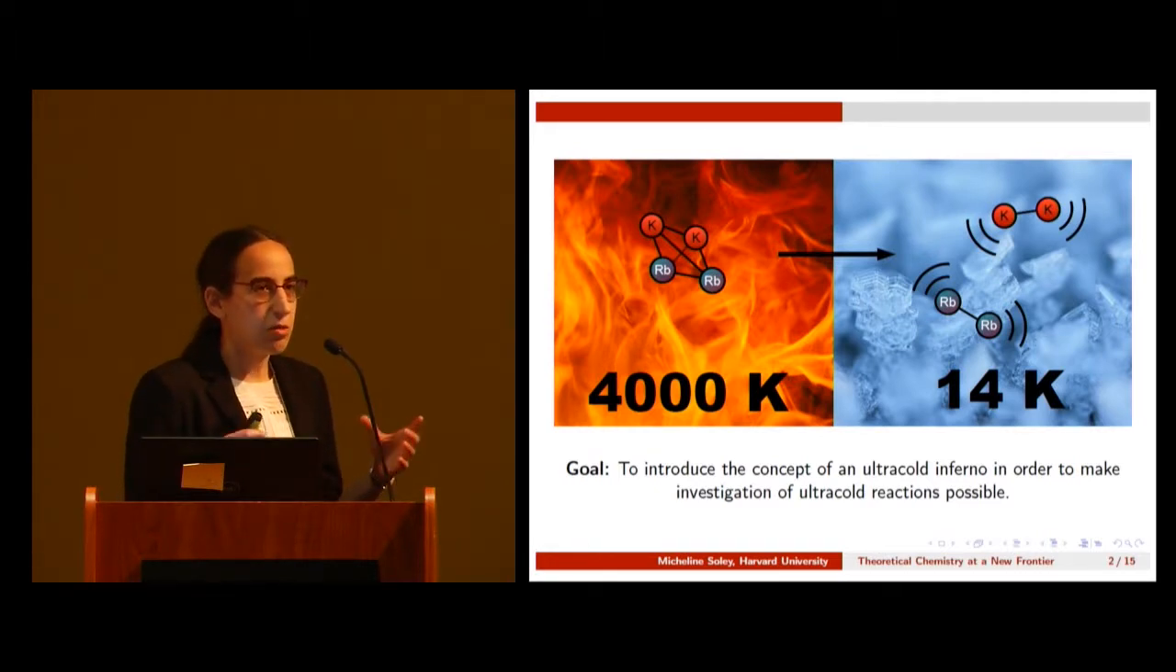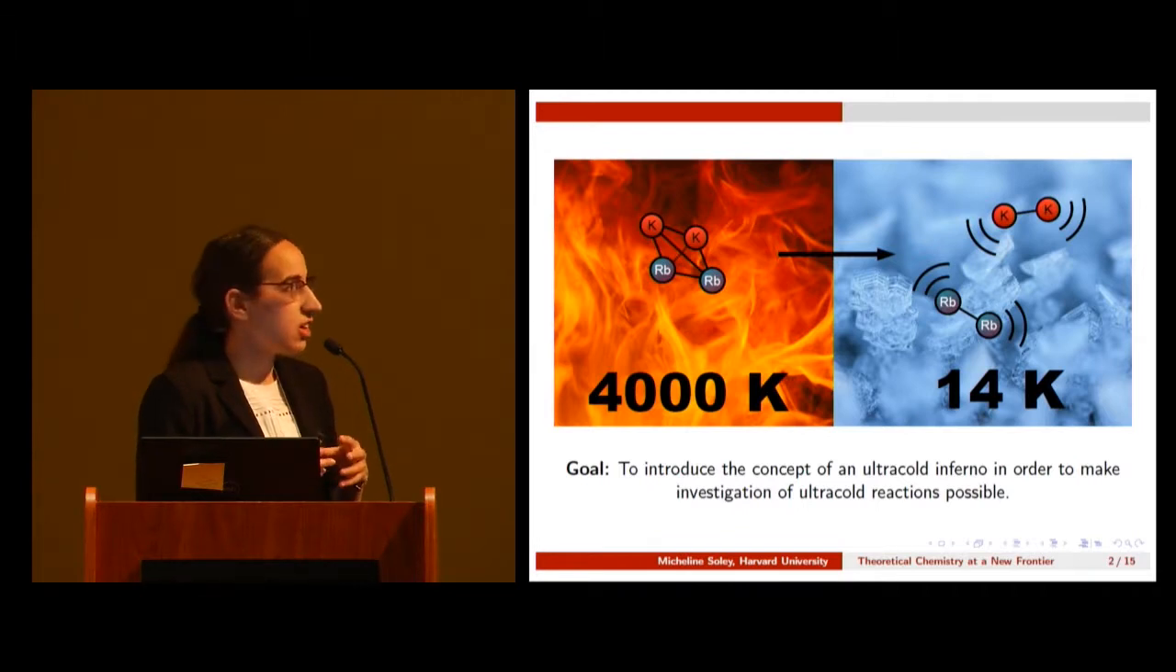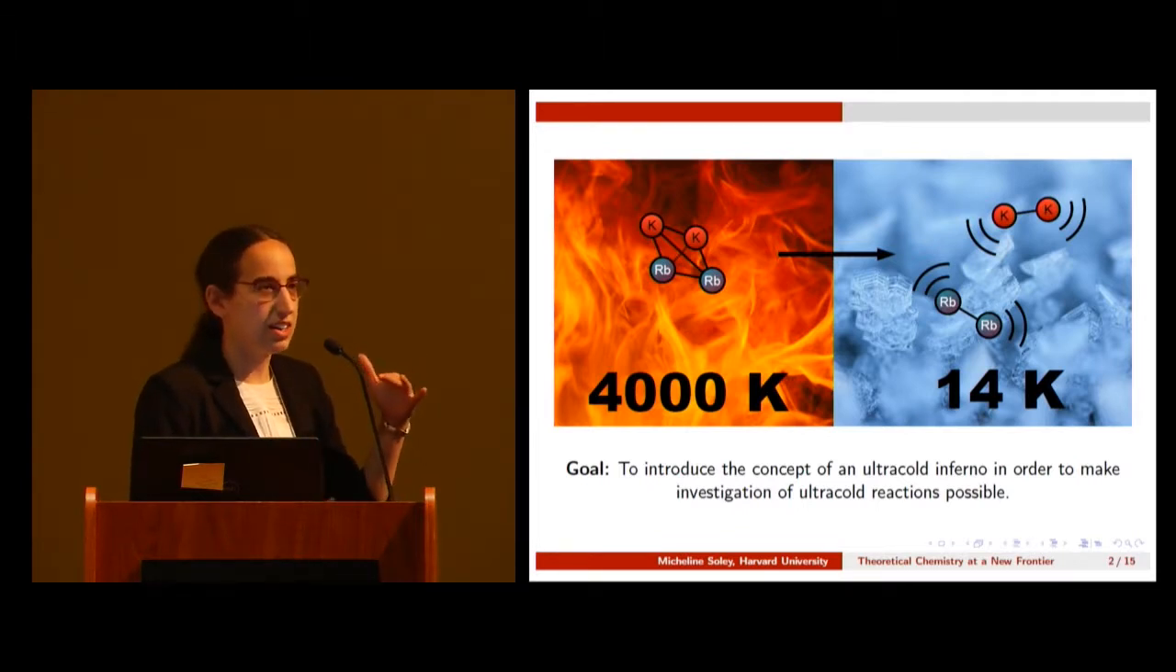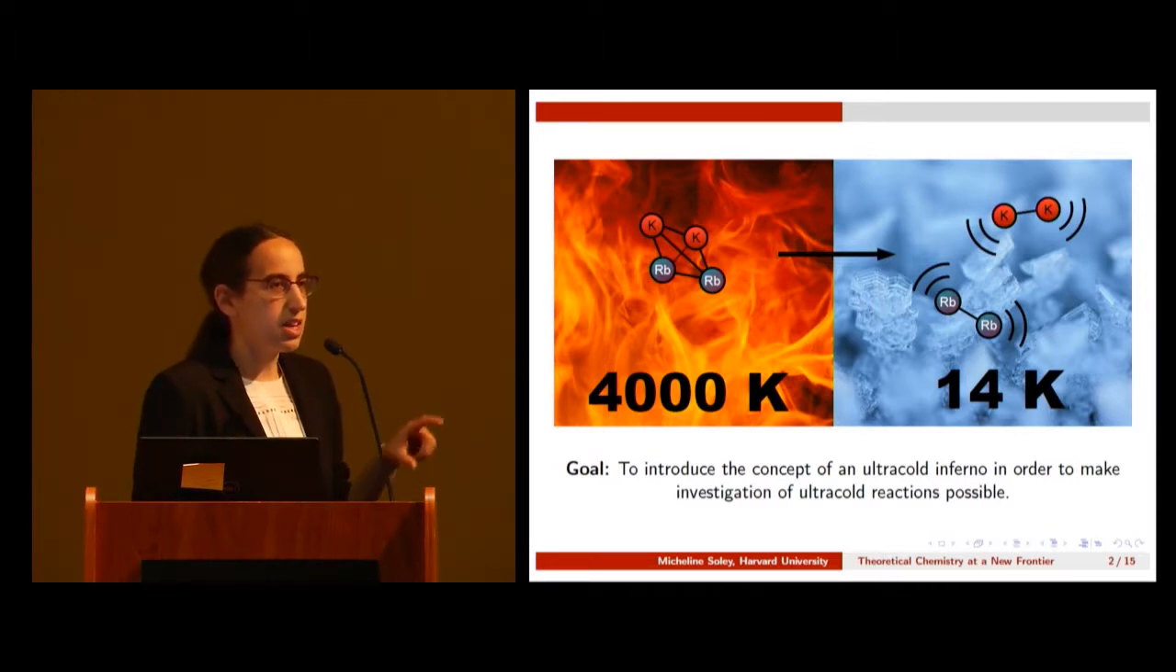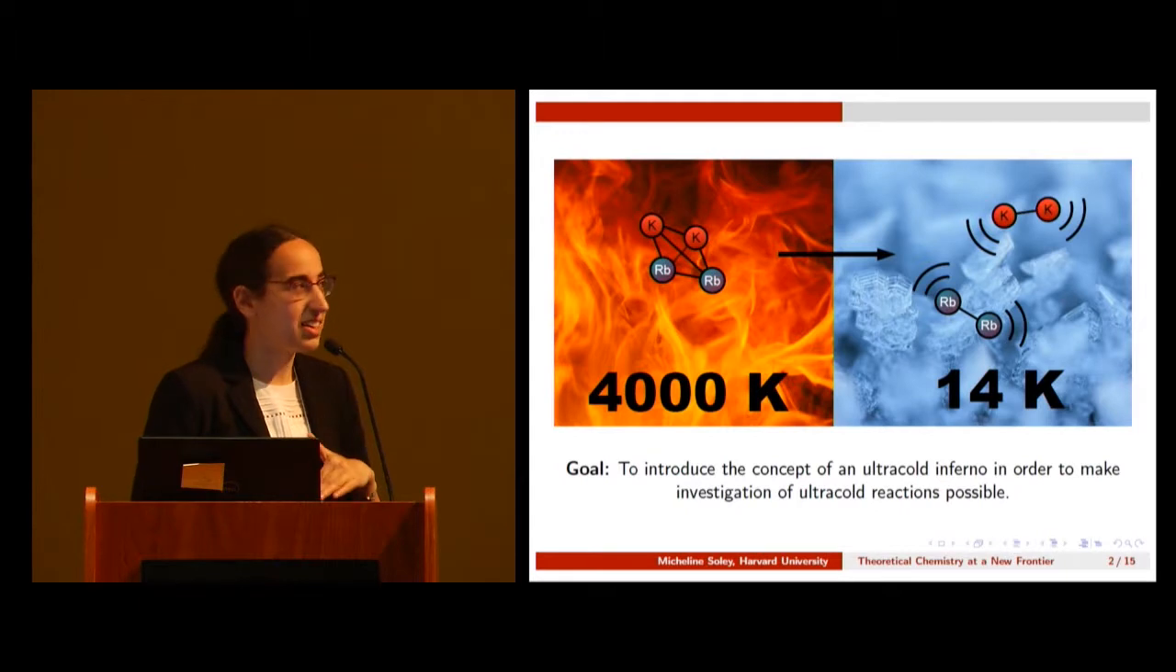And then when the four atoms come together, they release a lot of energy, so it's 4,000 Kelvin hot, and the atoms start moving around chaotically. Only when they can organize themselves into two pairs of new molecules, K2 and Rb2, can they finally escape as product molecules. And these product molecules are quite cold, they're 14 Kelvin.